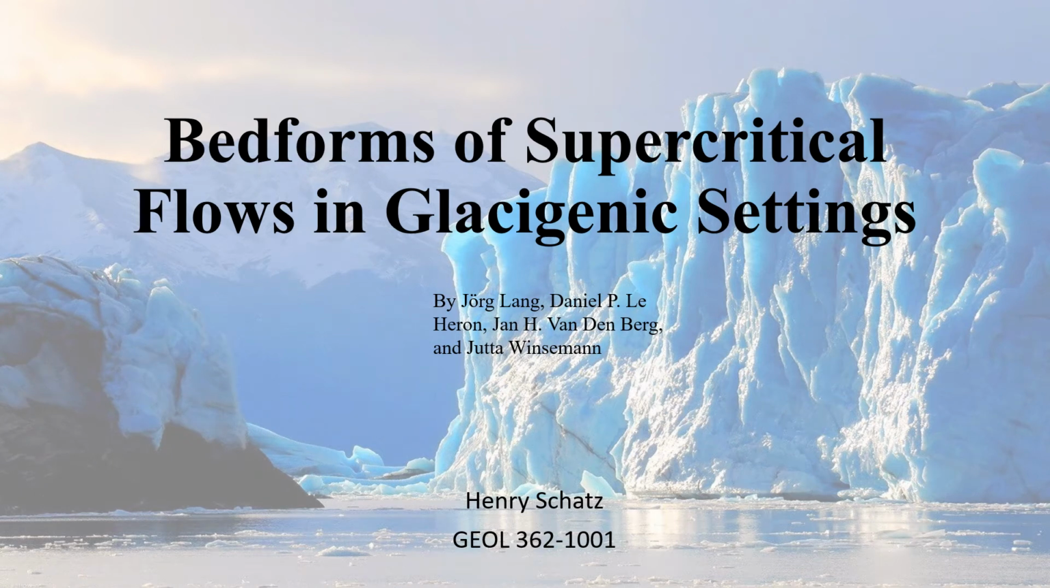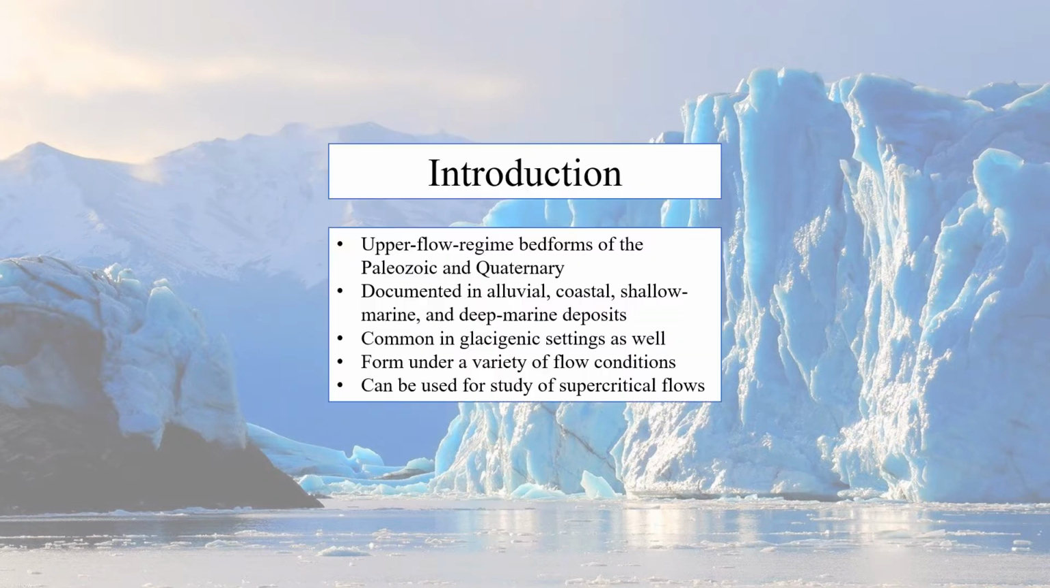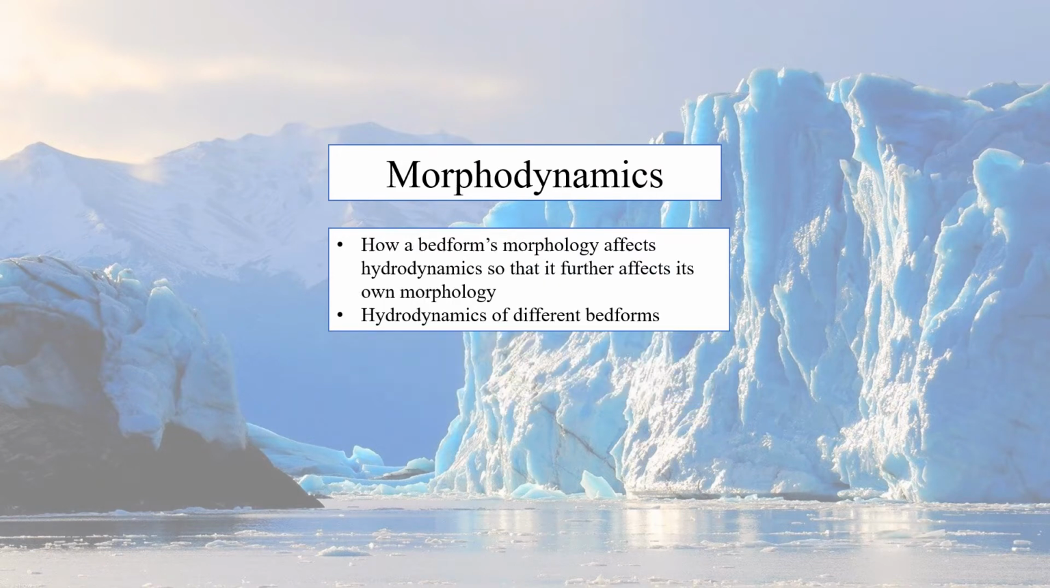Today I am going to talk about the bedforms of supercritical flows in glacigenic settings. This paper specifically references the upper flow regime bedforms of glacigenic settings from the Paleozoic and Quaternary. Now, these bedforms are most often documented in alluvial, coastal, shallow marine, and deep marine deposits, but they're also fairly common in glacigenic settings. The purpose of this paper is to show that these bedforms and settings can be used as signatures for the study of supercritical flows.